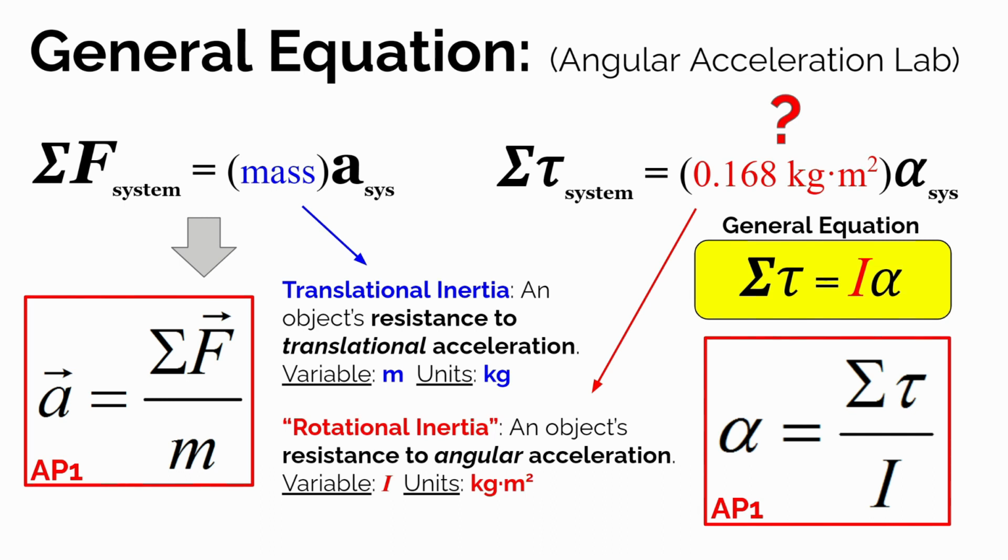So if you're writing a lab report for this, we do have two new terms you'll have to define in your lab report. One is translational inertia. You can see the definition here. And the second one is rotational inertia. For the remainder of the video, I want to talk through two quick examples, a conceptual application of this idea of rotational inertia, and then a quick quantitative example as well.